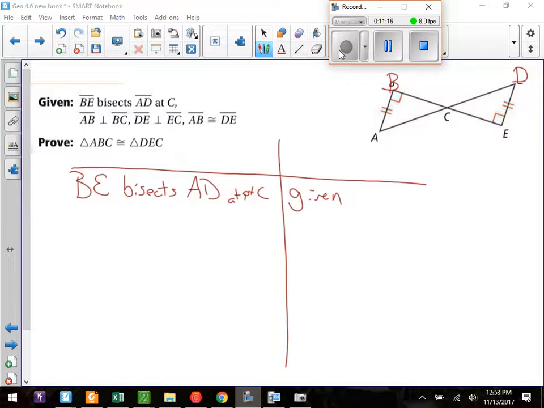When we did this one earlier, we realized that as you're going through it, you actually get every single bit of information from the givens in this case. There's nothing that you really have to make up on your own. So BE bisects segment AD. That means that you have segments off of AD now that are congruent to each other, those two. And that's the definition of a segment bisector.